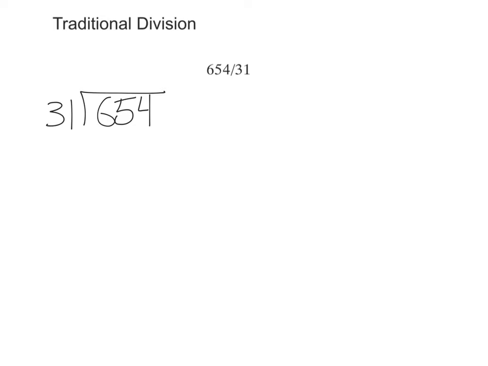So the first thing I'm going to look at is how many times does 31 go into 6? And the answer is 0 times. So I could put a little X there. It's not mandatory. And then I'm going to look at how many times does 31 go into 65? And the answer would be 2. So now I'm doing 31 times 2, which equals 62.